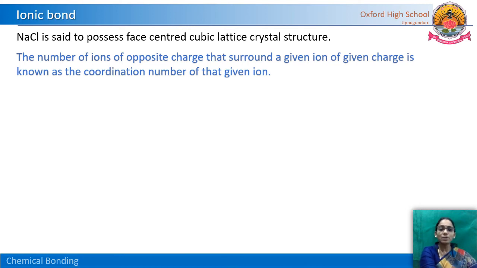The number of ions of opposite charge that surround a given ion. That means if, suppose in sodium chloride, the chloride ion, which is negatively charged, is surrounded with positive ions, that is sodium ions, the given ion and the surrounding ions have opposite charges, one positive and one negative. That number of ions, how many it is surrounded by, is called the coordination number. How many ions are surrounded here?